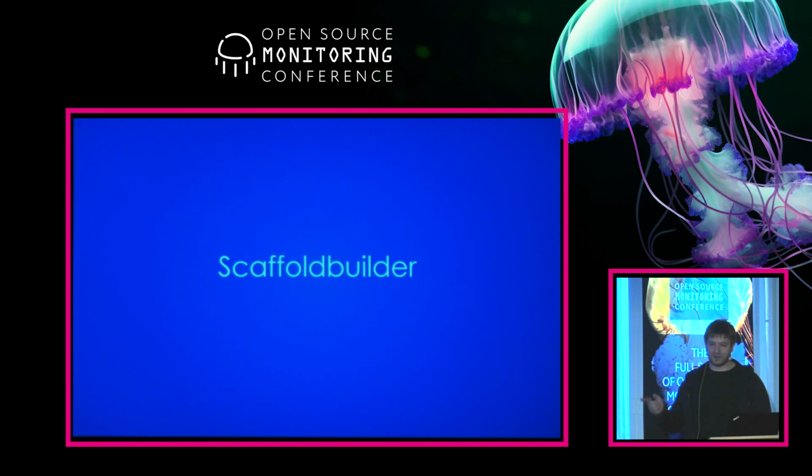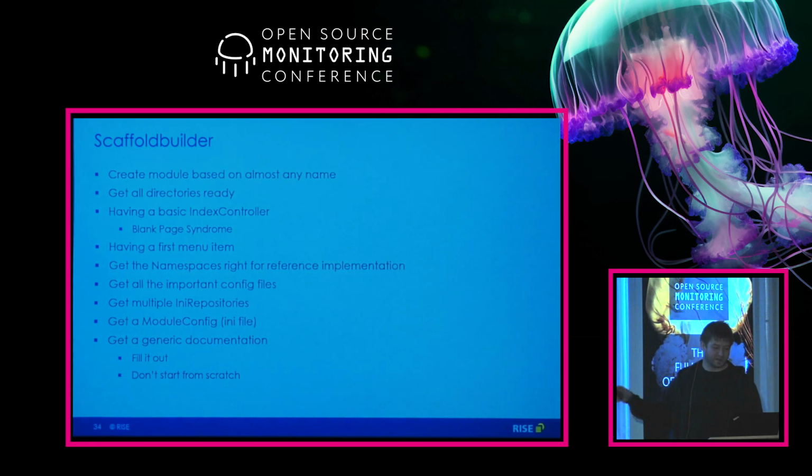And another thing, I presented that in the Icinga Camp Berlin, it's the scaffold builder. We do that really fast. You can build your own module based on almost any name. I think now it's any name, but well, I didn't check that. Recently, you can't name the module repository or data. Okay, you get all the directories ready for those who went to the training workshop, to the Icinga module workshop. It takes a really long time to add all the folders and all the files, and then sometimes you get these namespaces not right and nothing works.